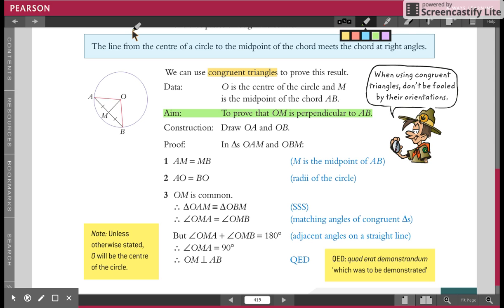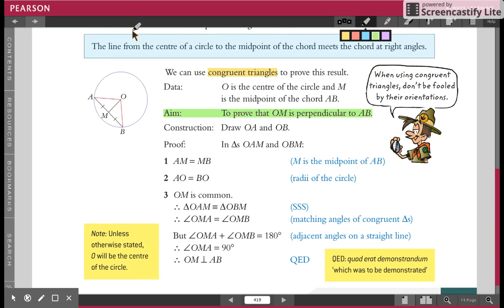Following that through, we've just proven that three sides are identical in each of the congruent triangles, and therefore we are able to say that OAM and OBM, these triangles, are congruent. Remembering that OMA and OMB, these angles, are therefore identical.